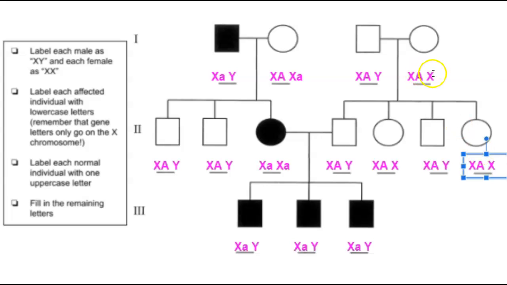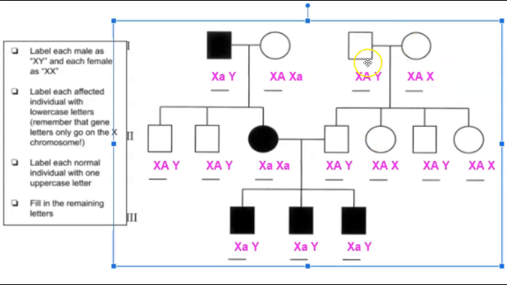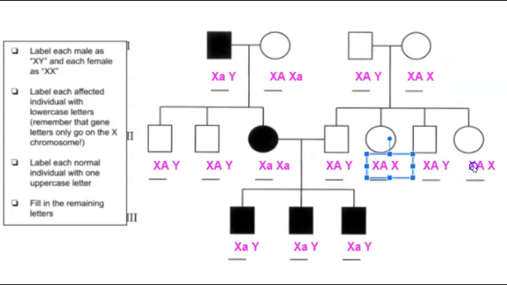Now, if we take a look, could this be X with a big A? Well, yeah. This individual and this individual could both be X big A, X big A. Could this also be a little a? Let's take a look.